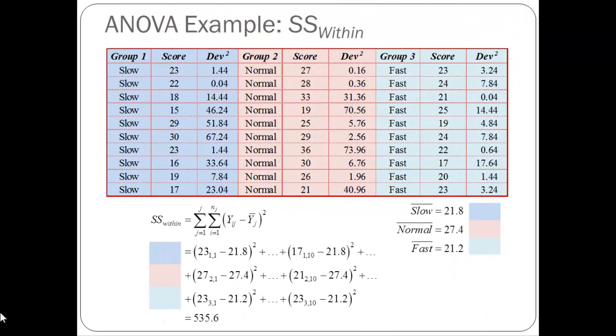Here I have a very similar table where I'm calculating sum of squares within. I've color-coded it a bit to make these groups seem a bit more distinct. So group 1 is kind of a dark blue, group 2 is a bit red, and group 3 is a little bit lighter blue.